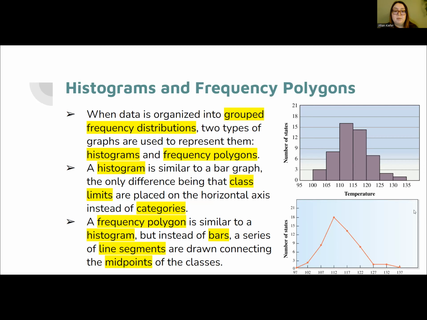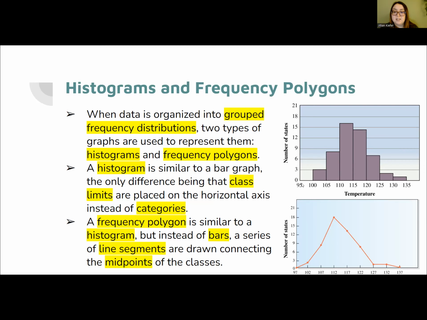Then we have a frequency polygon, which is very similar to a histogram, but instead of bars, a series of line segments are drawn connecting the midpoints of the classes. Frequency polygons are very often just drawn directly over histograms. In this case, our two pictures here represent the exact same situation. We have our histogram, and this is our polygon that would have been layered right on top.